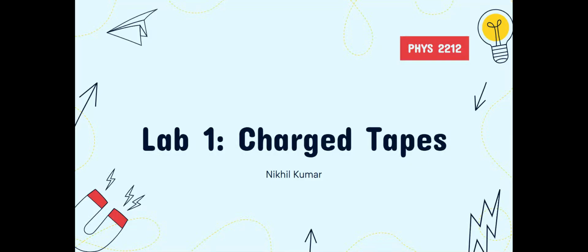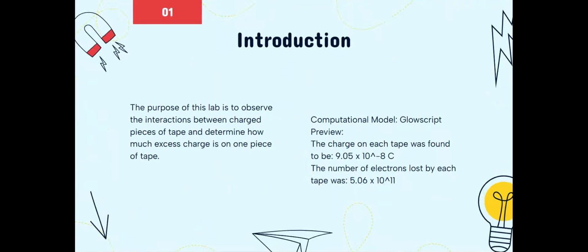Welcome to Lab 1 of Physics 2212, Charge Tapes. The purpose of this lab is to observe the interactions between charged pieces of tape and determine how much excess charge is on one piece of tape. We did this experiment in our groups, and then we made a computational model on GlowScript to find the excess charge. A preview is that the charge of each tape was found to be 9.05 times 10 to the negative 8 coulombs, and the number of electrons lost by each tape was 5.06 times 10 to the 11.